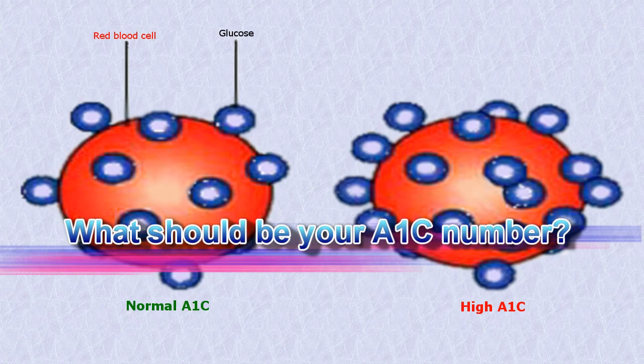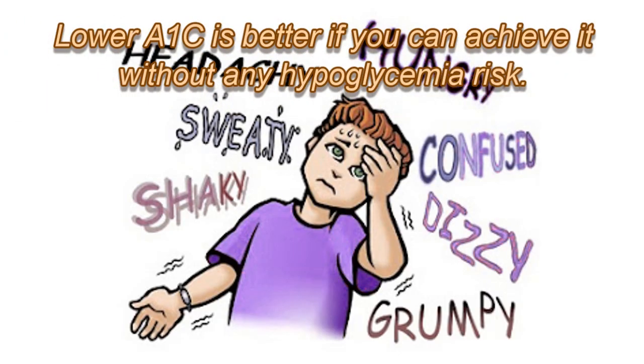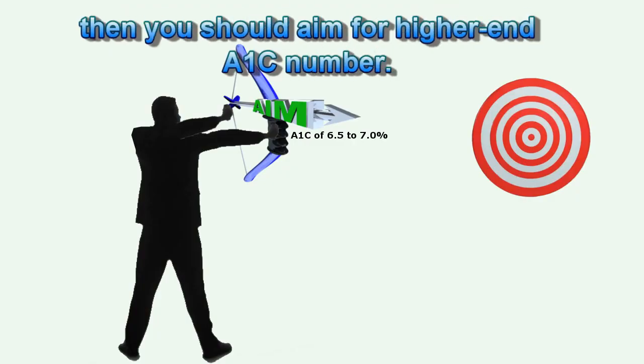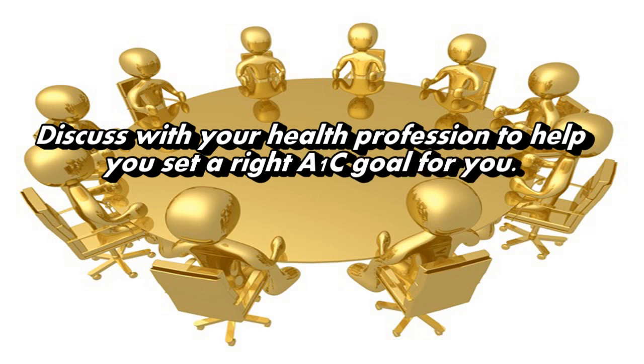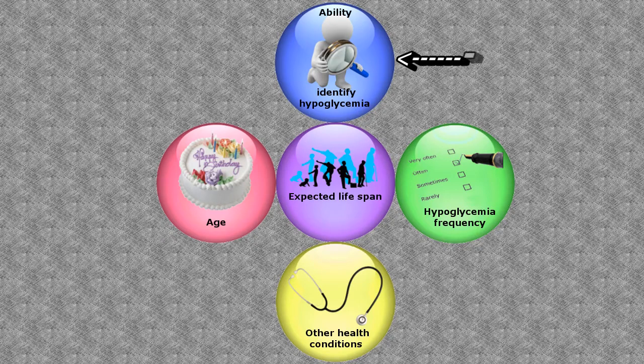What should be your A1C number? Most people with diabetes should aim to have an A1C of below 7. Lower A1C is better if you can achieve it without any hypoglycemia risk. If you are not able to identify your early symptoms of low blood sugar, then you should aim for a higher A1C number. Discuss with your health professional to help you set the right A1C goal for you. The right A1C number for you is based on your age, ability to identify hypoglycemia, frequency of hypoglycemia episodes, other health conditions you have, and expected lifespan.